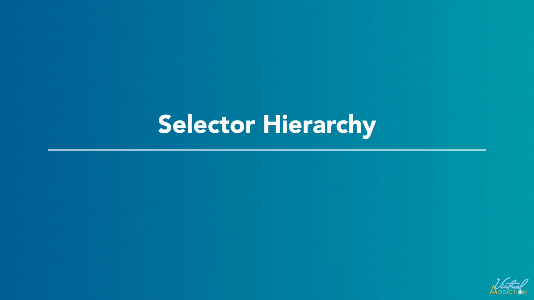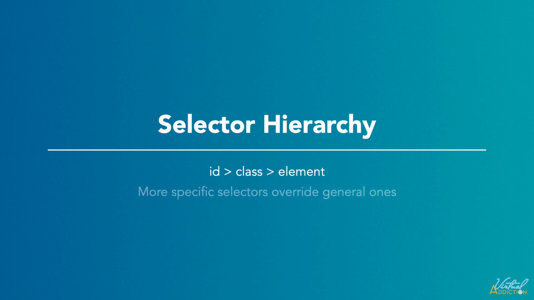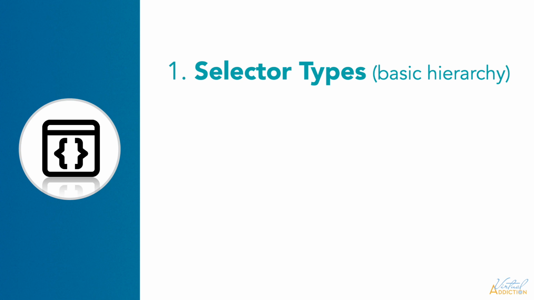When multiple styles target the same element, CSS uses a hierarchy called specificity to decide which one wins. In general, IDs are more specific than classes, and classes are more specific than elements. More specific rules override more general ones.